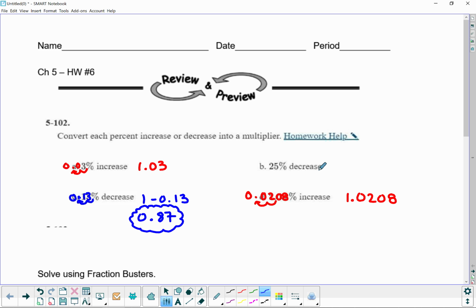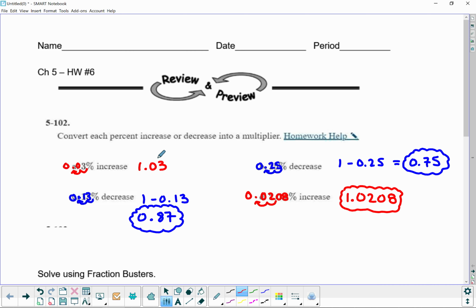A 25% decrease, same thing. We can't use 25%. We have to use 0.25, and 1 take away 0.25 is 0.75. So that's what our multiplier will be, and if we multiply by anything less than 1, it's going to bring our sequence down, and you should have that in your notes somewhere.